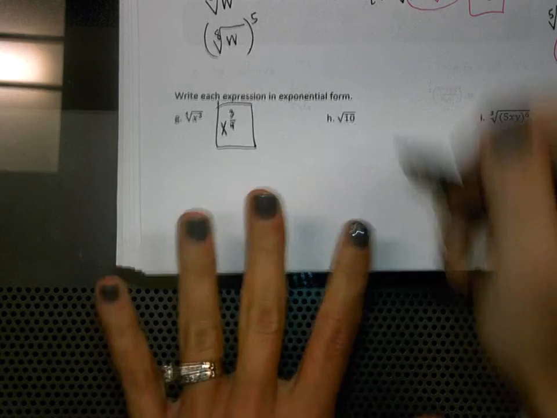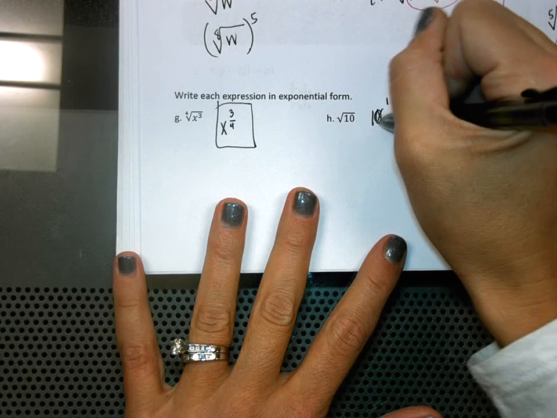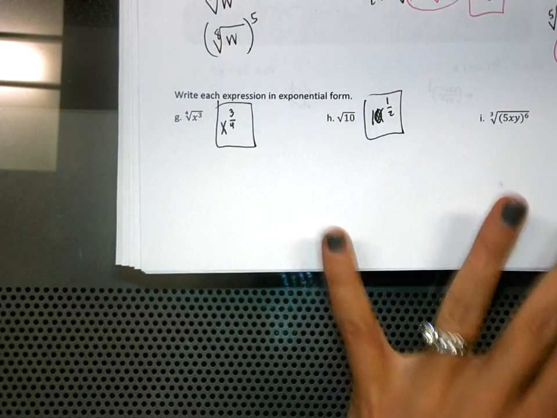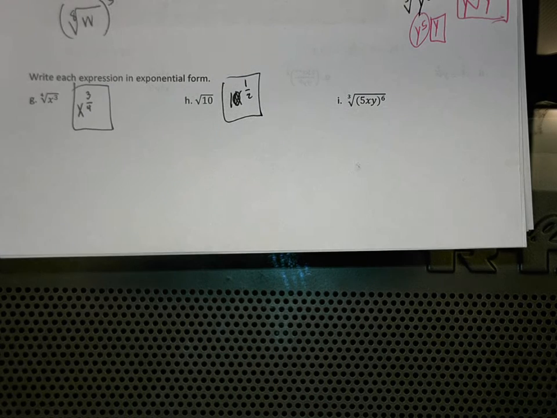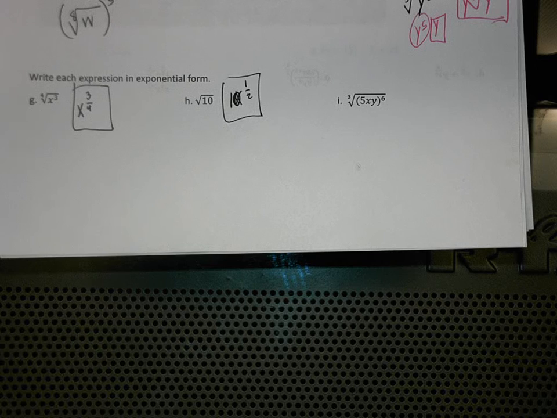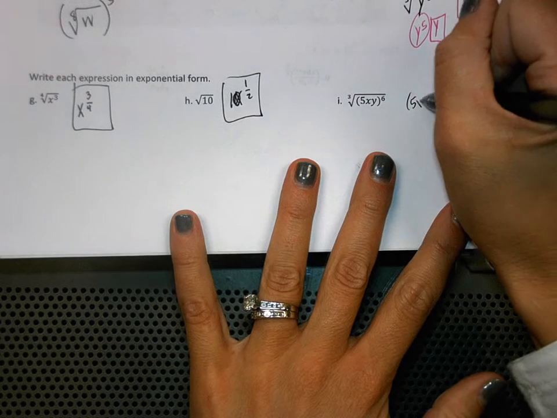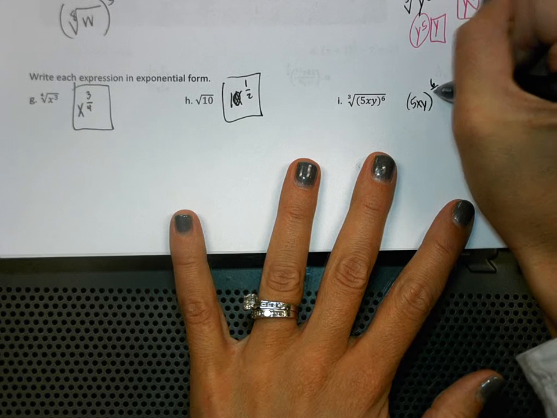Okay, so this would be 10 to the, and I don't know why I wrote x, but 10 to the 1/2 is correct. Okay, this next one, there's a couple ways of doing this one, but to start, let's just change it to exponential form since that's what they told us to do. So how would I write that? 5xy to the 6 over 3. Perfect. And can 6/3 reduce?